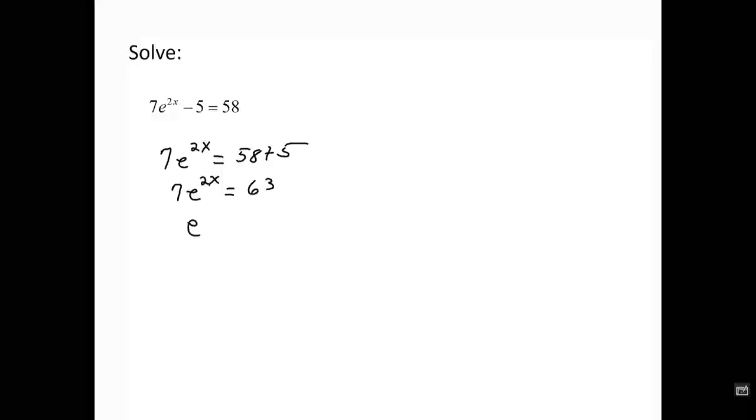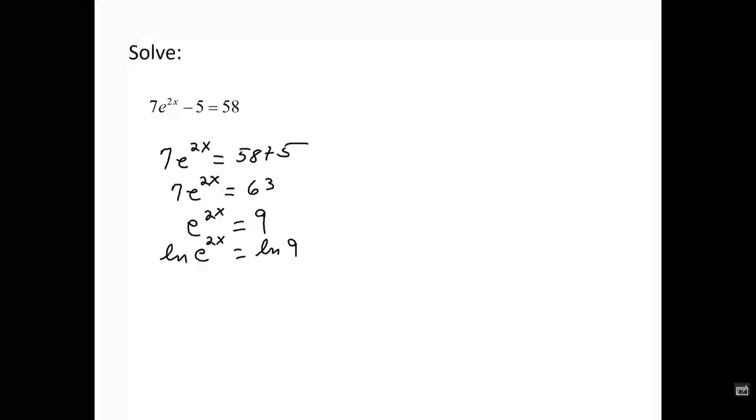Or we can say that e to the 2x is 63 divided by 7, which is 9. Now we have an exponential equation: e to the 2x is equal to 9. That can be solved. We see that the base is e. So the next step is to take the natural log of both sides of the equation. So we have the natural log of e to the 2x is equal to the natural log of 9.